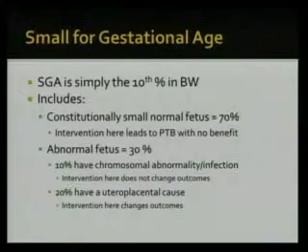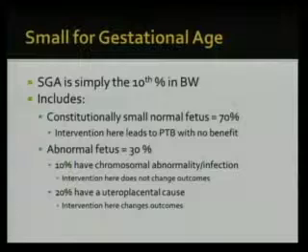30% of small for gestational age is abnormal. Approximately 10%, some data shows different percentages, but about 10% have a chromosomal abnormality or an infection. We also know that unless it's caught early as far as infection, intervention in general does not change these outcomes. So a baby who's going to have a chromosomal abnormality delivered early doesn't do any better than if we leave it alone for a little while and try not to intervene.